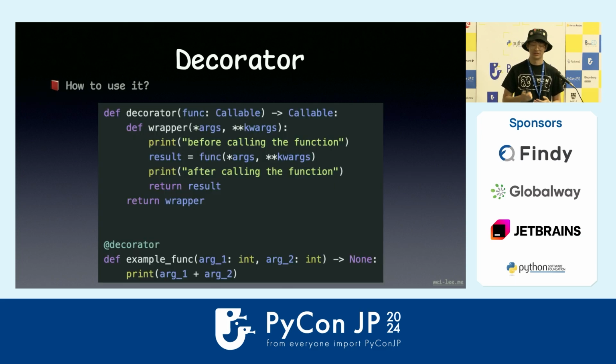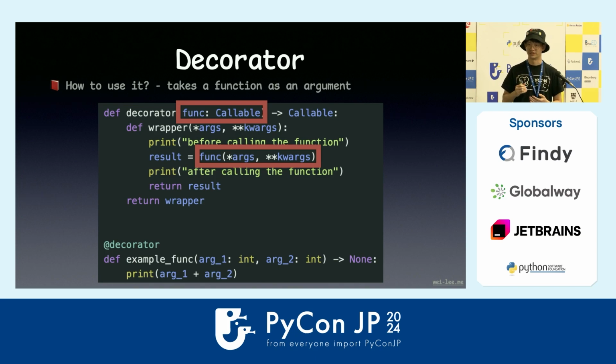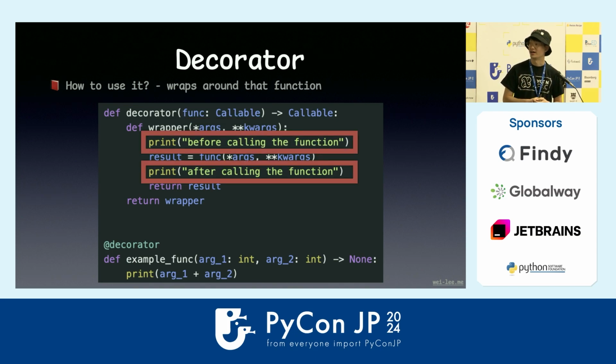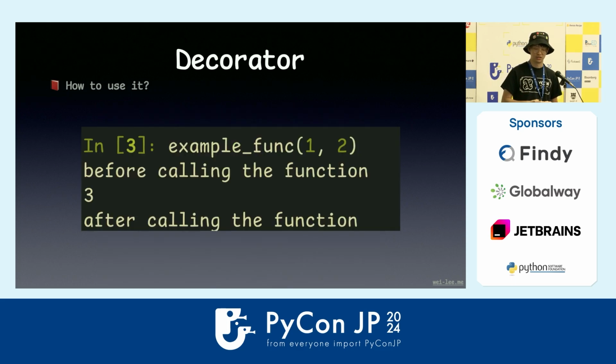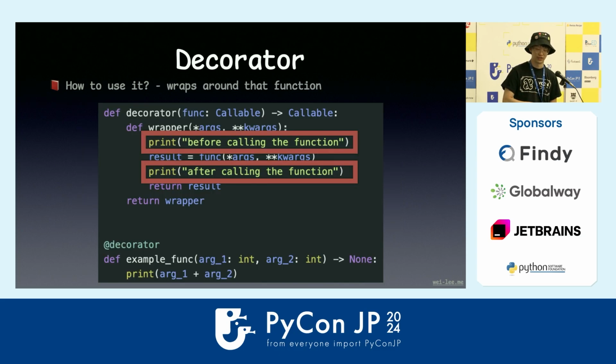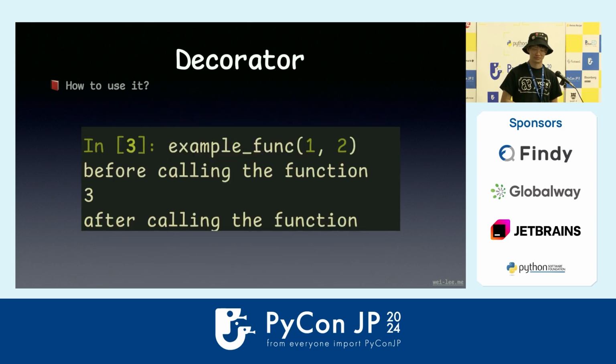So for this example, this is a function we pass into the decorator, and these two lines are the so-called wrap around the function. So before you call this function, you'll print the message above, and after you call this function, it will print the next line, like after calling the function. So the result will be something like this one. So this is the logic here. We'll print whatever we add, the two numbers we add, passed into the example function.